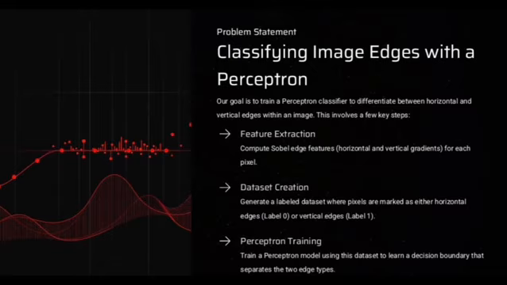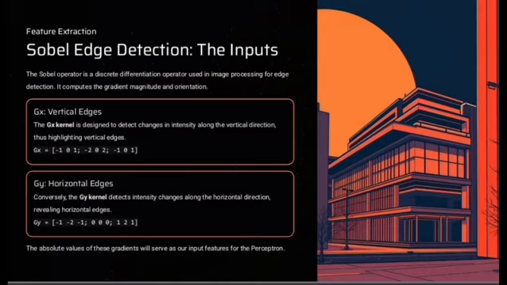The problem we aim to solve is, given an input image, how can we automatically classify each pixel as belonging to either a vertical or a horizontal edge? To do this, we compute the Sobel edge features. Sobel filters extract the intensity variations in an image. Gx detects vertical edges, Gy detects horizontal edges. We take the absolute values of these gradients. These two values become our feature pair for each pixel. Based on which value is larger, we generate labels for training. Finally, we train a perceptron to learn a straight-line decision boundary to distinguish the two classes.